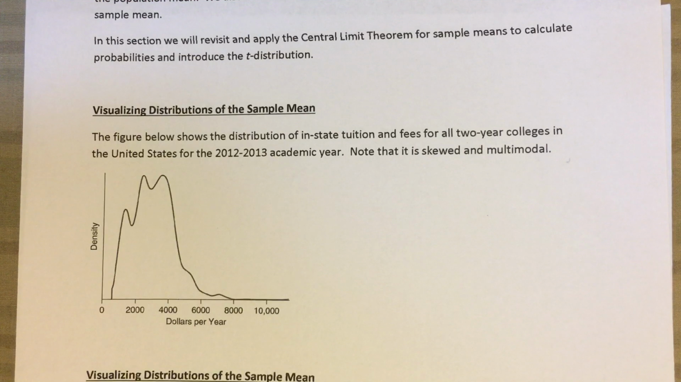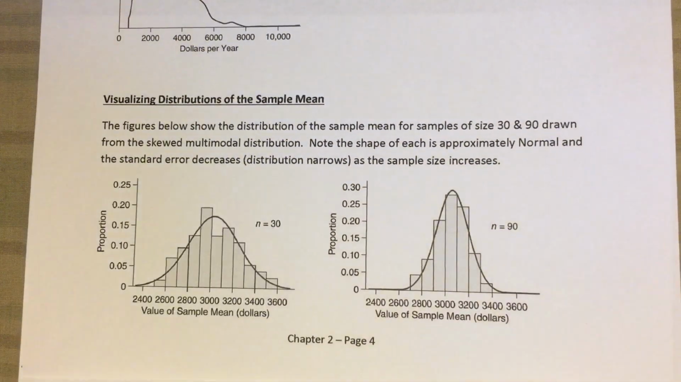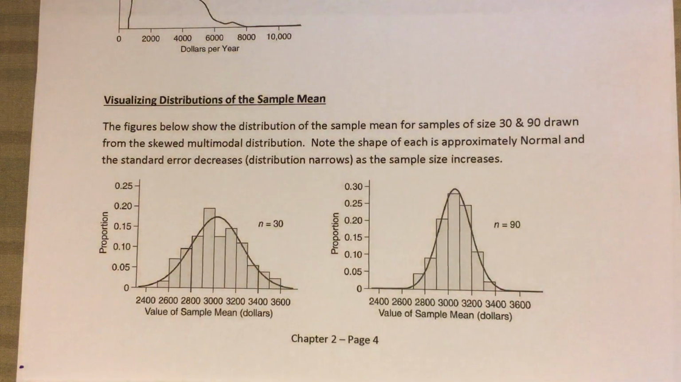So instead of using distributions for populations, we're going to look at distributions for our sample mean. Our figure below shows the distribution of the sample mean for sample sizes of 30 and 90 drawn from the skewed multimodal distribution that we saw above. Notice the shape of each is approximately normal and the standard error decreases. Our curve narrows as the sample size increases. Again, we're not going to think about drawing directly from populations. Instead, we're going to look at distributions of our sample means.